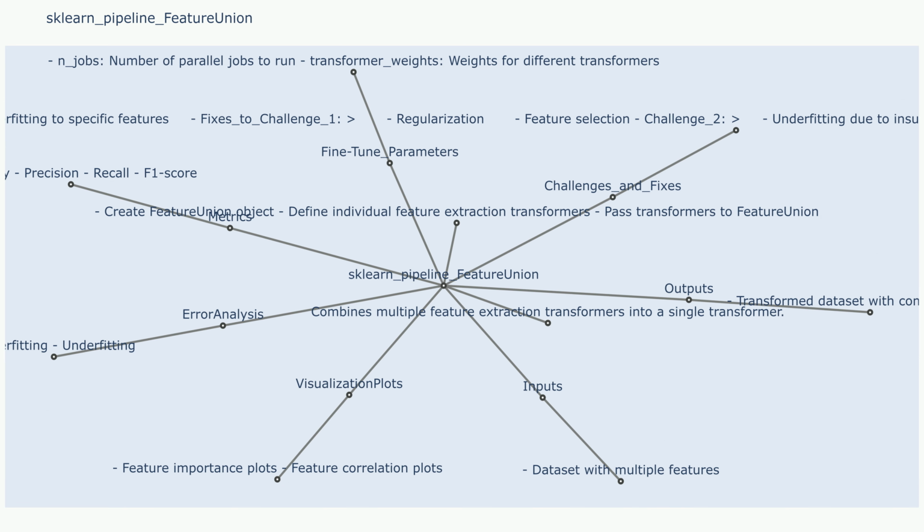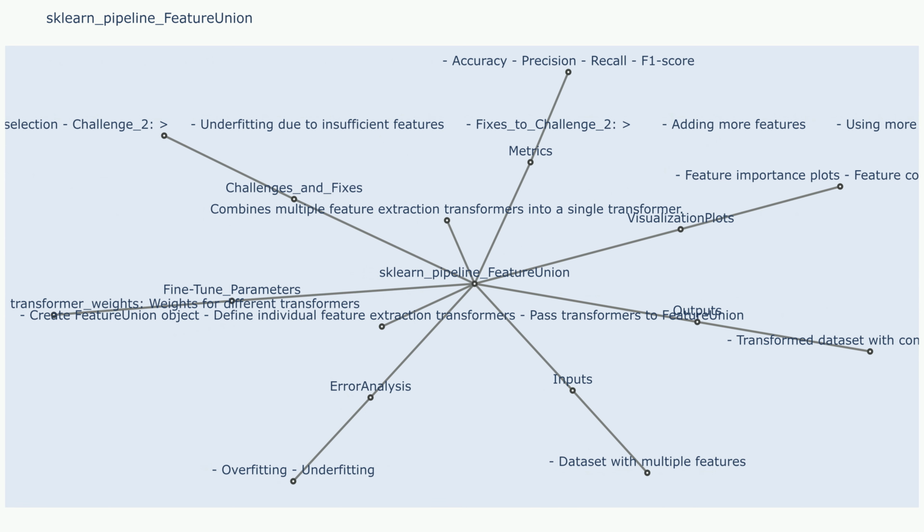Challenge 1. Overfitting. If the transformers within feature union generate a large number of features, it can lead to overfitting if the model is not regularized properly. Sample use case that resulted in challenge 1. Using transformers like polynomial features or interactions that generate a large number of features without appropriate regularization can lead to overfitting.